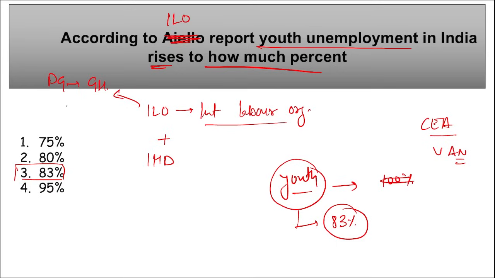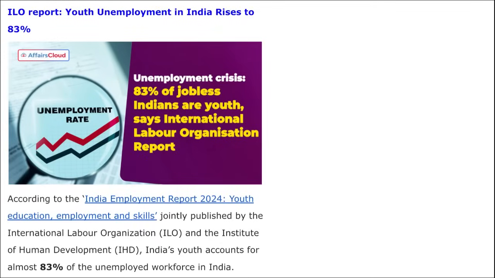If we talk about ILO, International Labour Organization, who is Director General here? Gilbert Wongbo, headquarters Geneva, Switzerland, and it was established in 1919, right? And 187 members are there in International Labour Organization, right?